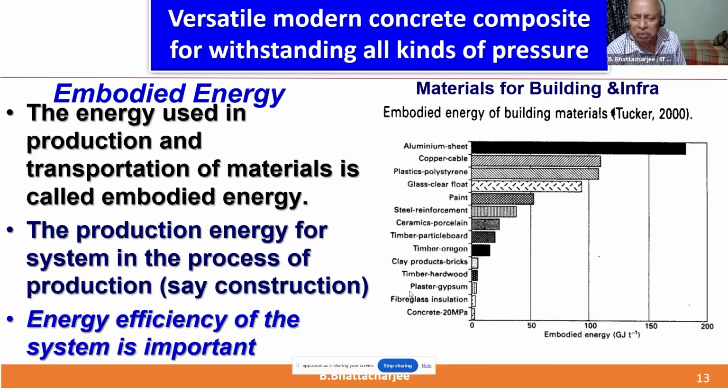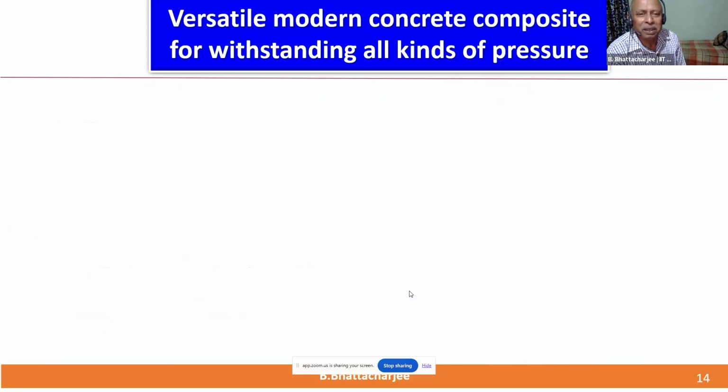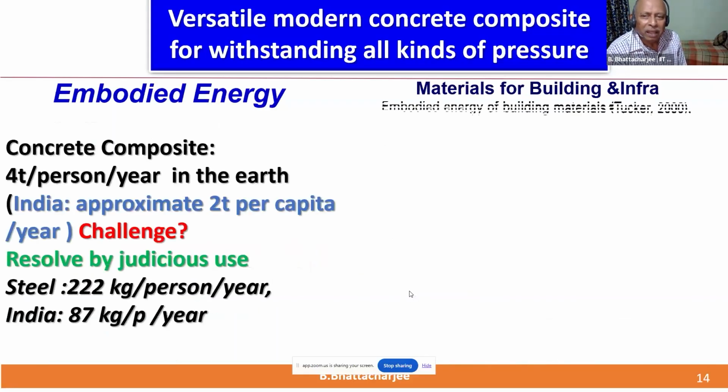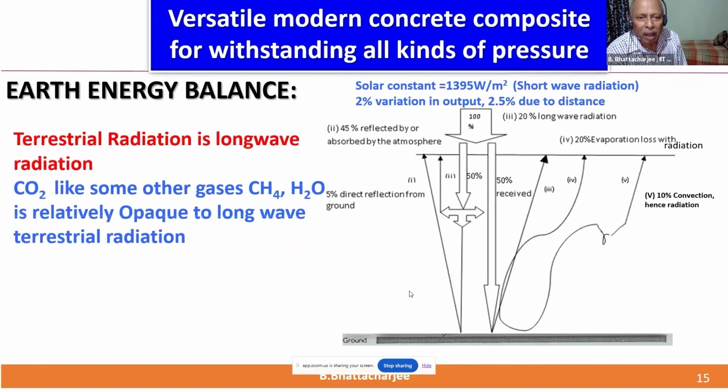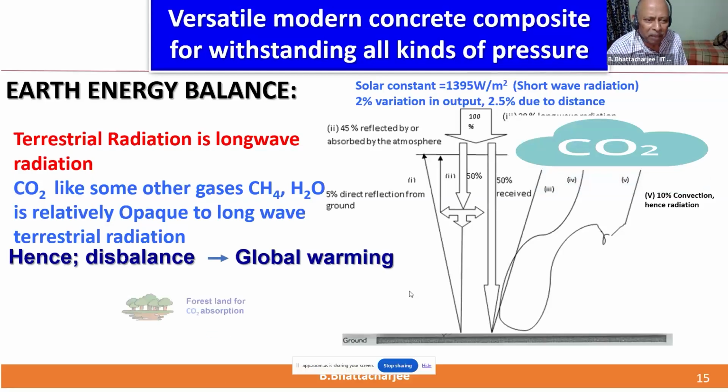So aluminum sheet, if you see, concrete is 200 MPa. If you see, it is only at the bottom. But you are using it in large quantity. So it is resolved by judicious use. Okay, this I am not coming to because time is not there.